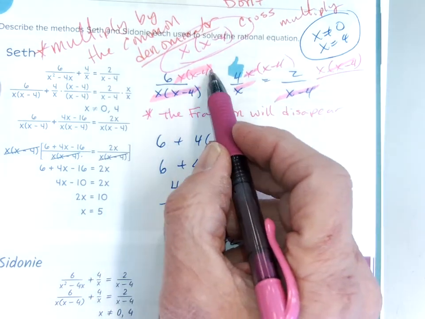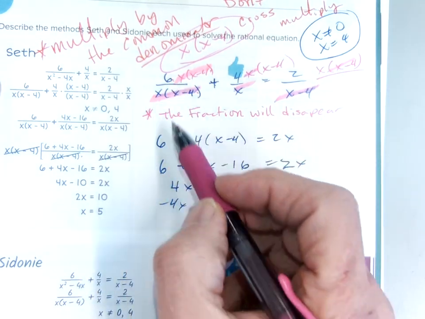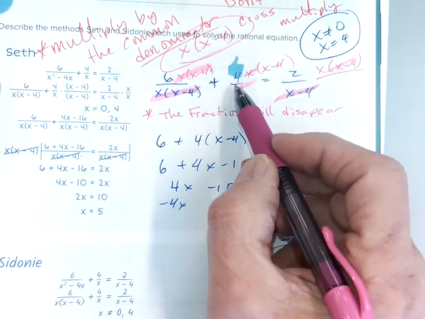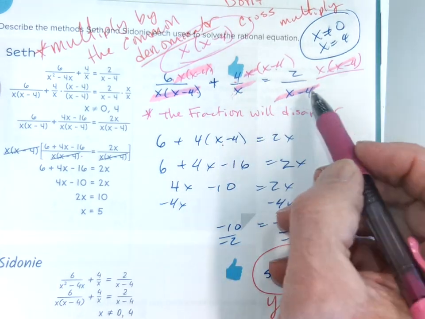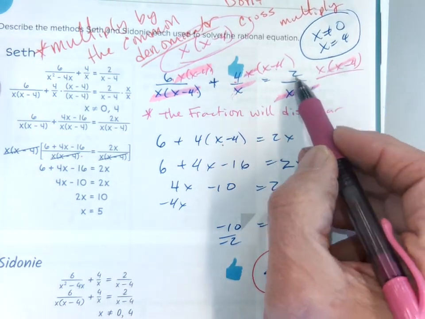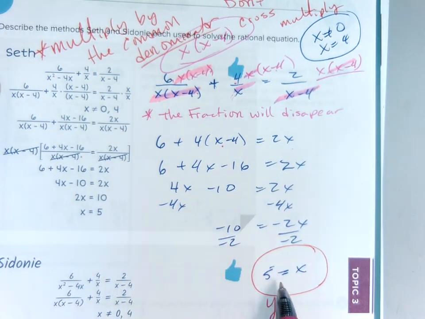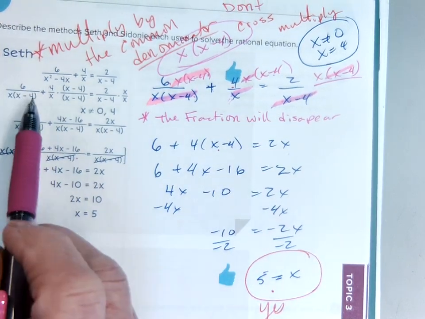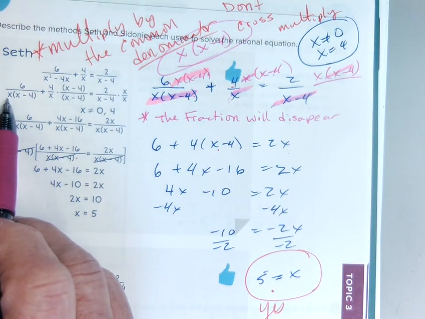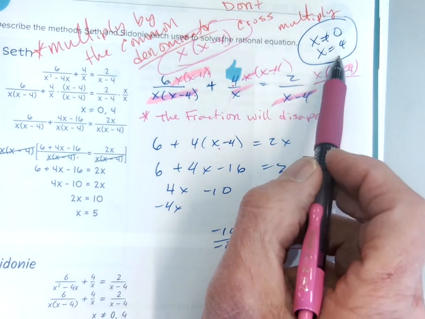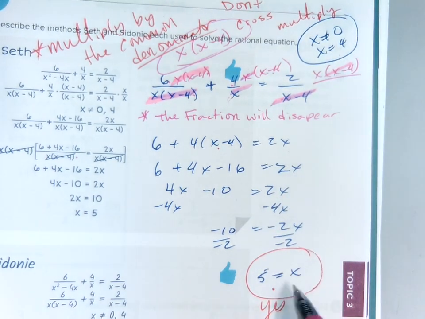They multiplied everything by the common denominator, and what happens is it cancels out the fraction. So x times x minus 4 cancels, I'm left with just 6. The x's cancel, I'm left with 4 times x minus 4. The x minus 4's cancel, and I'm just left with 2x. And then it's no longer a fraction. I can solve for x, and I get x equals 5. Is that answer okay? Yes, because the only things x cannot be are 0 and 4. Those are my restrictions. So x equals 5 will work.